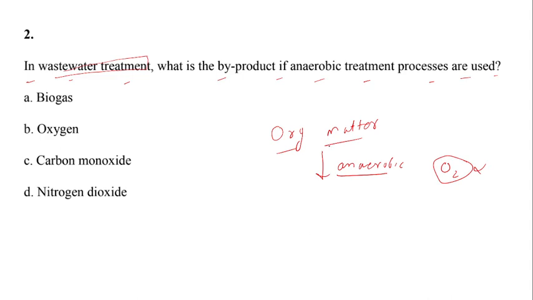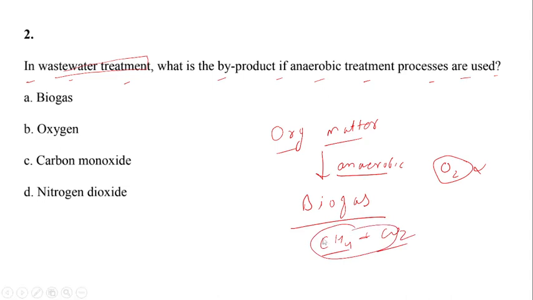So what will happen? Organic matter, in anaerobic condition, some bacteria with the help of some enzymes will convert this into some useful product. So what are the useful products? Here you will get biogas. Biogas is nothing but a mixture of methane and CO2 and some other gases like propane and butane. So this gas also can be used for fuel. So biogas is the right answer, I think.